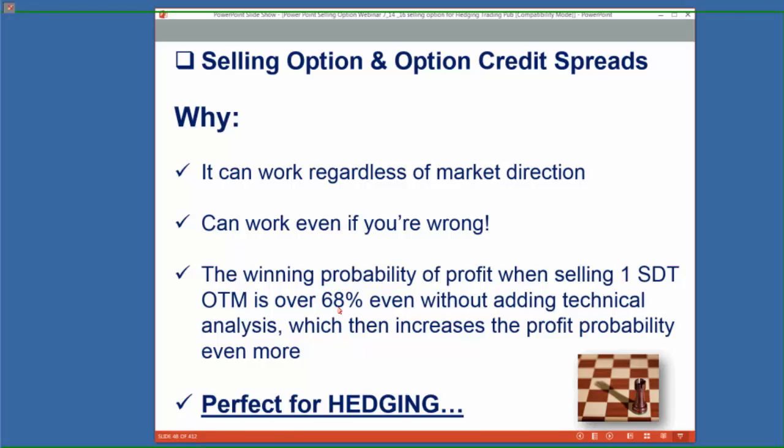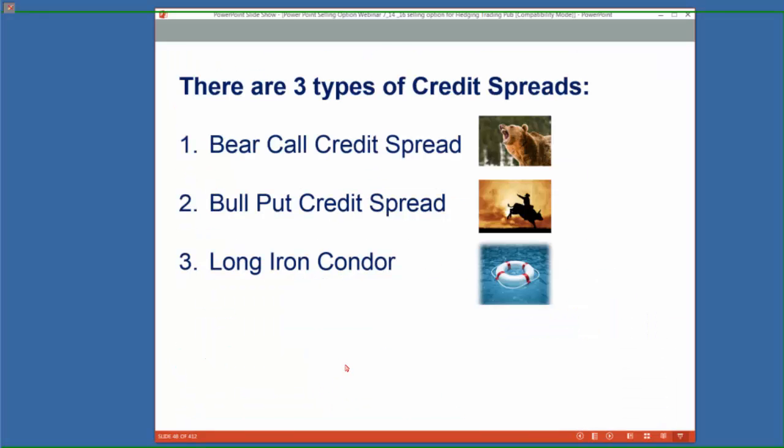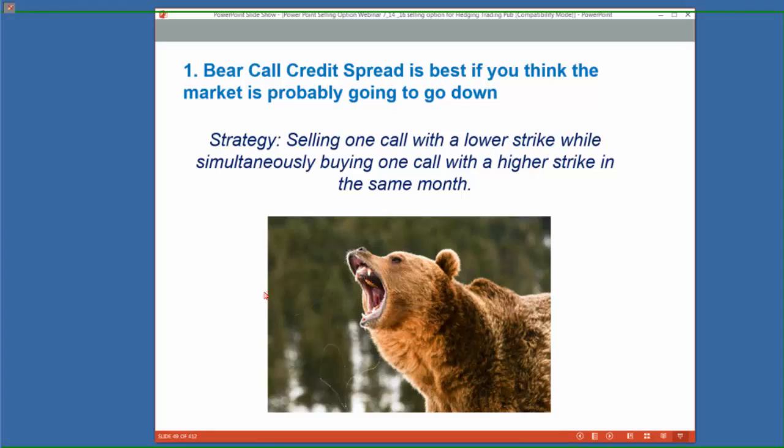So for these credit spreads, there are three basic types. You've got the bear call credit spread, you've got the bull put credit spread, and then the combination of the two is the long iron condor. So the bear call credit spread is, if you just sold a call naked, that's okay, if you're familiar with it, if you're aware of the risk. But if you don't have a portfolio margin account, you're not going to be able to do that anyway. But one way you can do it is selling a credit spread.